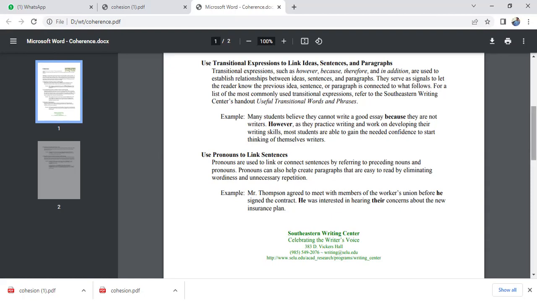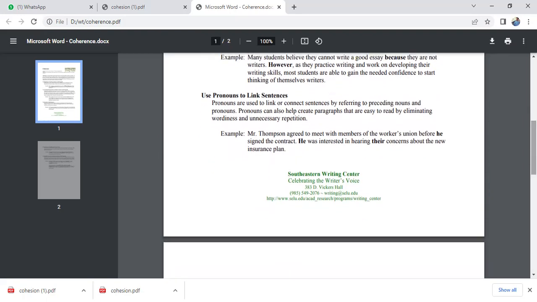Fine. Then we will come towards pronouns. Use pronouns to link sentences. Fine. Pronouns are used to link or connect sentences by referring to preceding nouns and pronouns. Pronouns can also help create paragraphs that are easy to read by eliminating wordiness and unnecessary repetition. Why do we use pronouns? We use pronouns in order to avoid repetition of certain words. Like if I use the word Thompson again and again, it will be a vague kind of writing. Fine. If I use the word he or she for the person, then it will be quite good writing and formal writing.